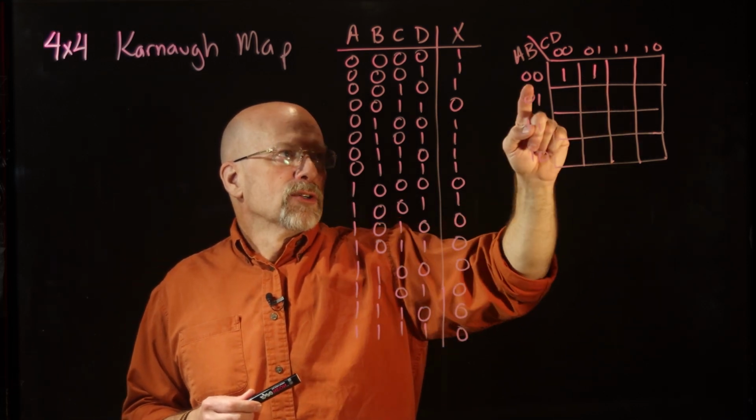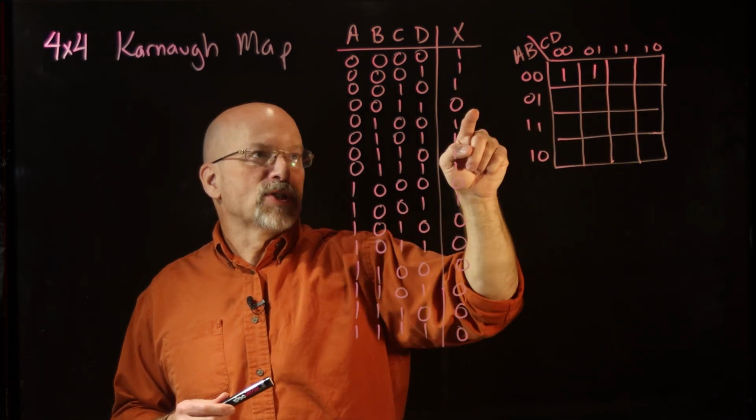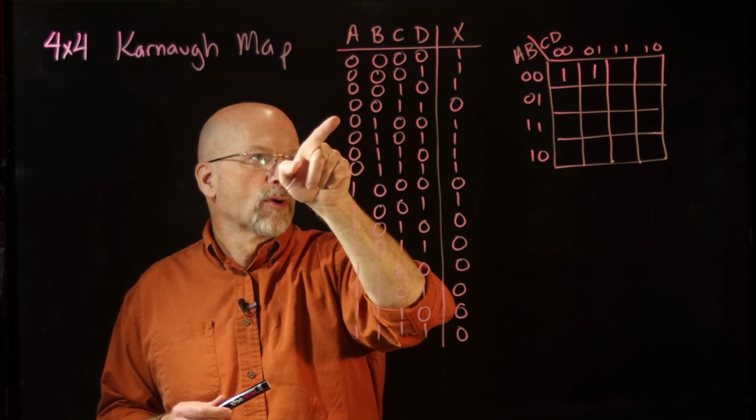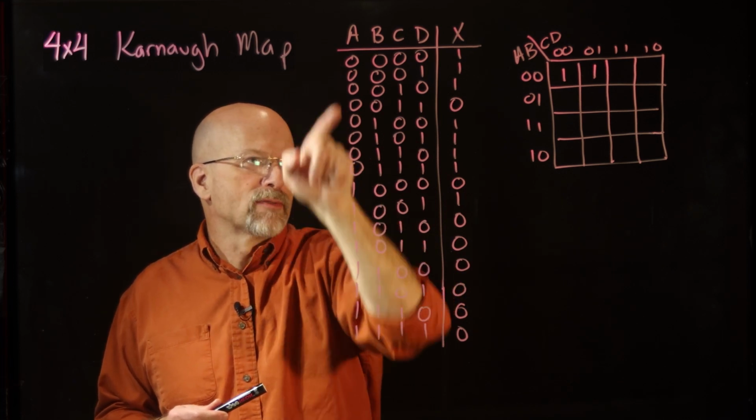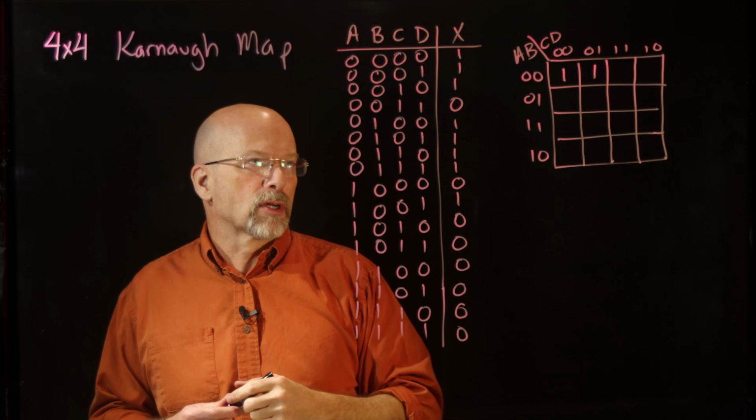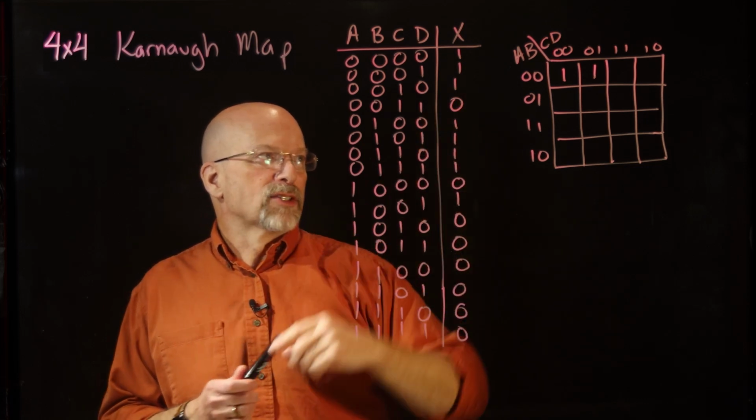This cell right here, 0, 0, 1, 1, that hops down to the fourth row. Remember, our gray code makes it so that we hop down. We have some funny hops as we copy through the Karnaugh map. That cell gets a 0.